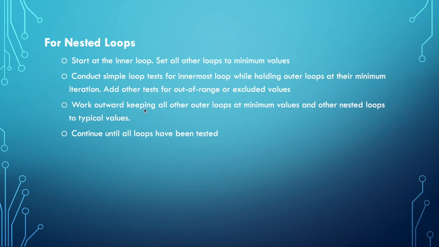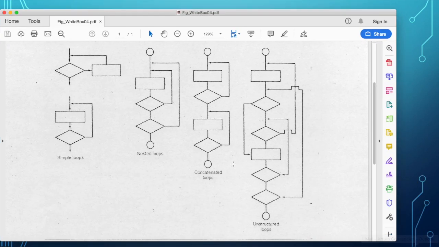So in this example, you test the inner loop first using simple loops, and then work outward from the inner loop to the next inner loop, while the outer loops are kept at a minimum. So work outward until you reach the outer loop. Simple loops will be used to test the inner loops.